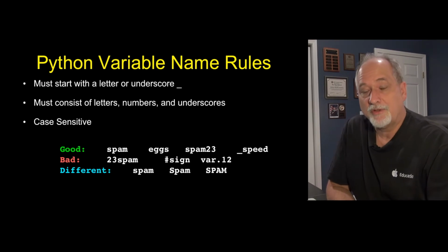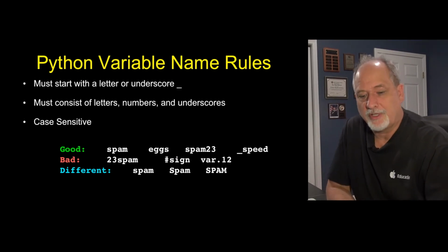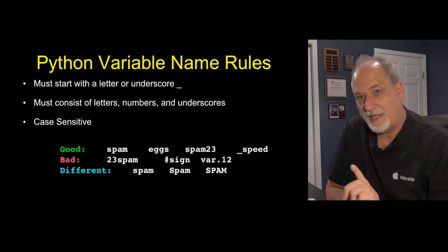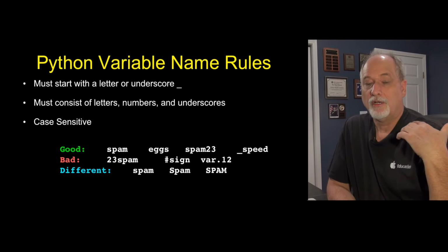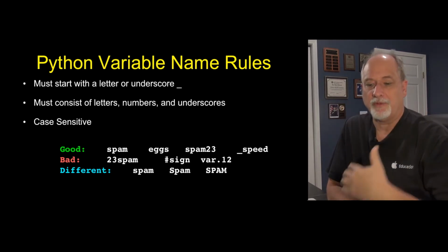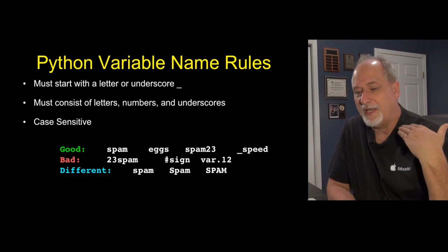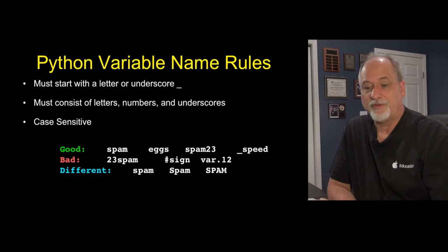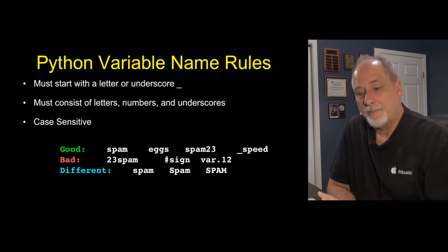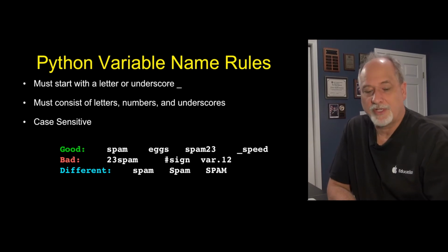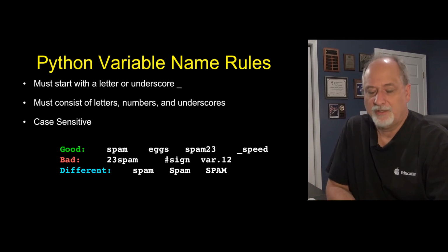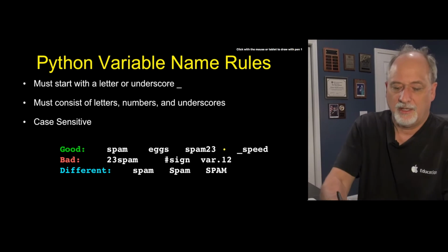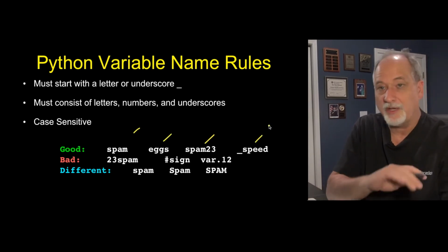Now, there are some rules for making variable names. You can start with a letter or an underscore. We tend not to, as normal programmers, use underscore. We tend to reserve those for variables that we use to communicate with Python itself. So when we're making up a variable, we tend not to use underscores as the first character. You can have letters and numbers and underscores after the first character, and they're case sensitive, but it's really a bad idea to use case as the only differentiator. So in this case, spam, eggs, spam23, and _speed are all totally legit.